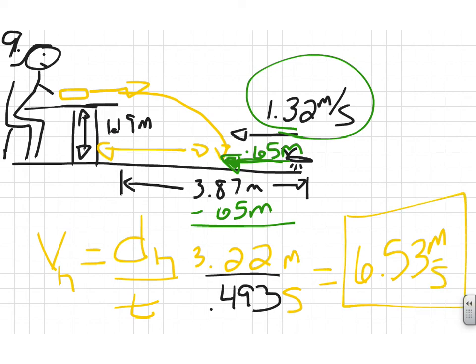The answer sheet says 6.54 meters per second. That last number is uncertain, no big deal if you say 3 or 4. So that is how you do the cockroach problem.